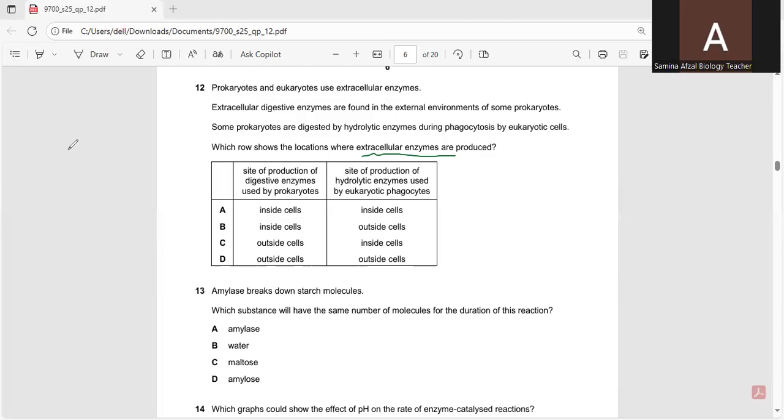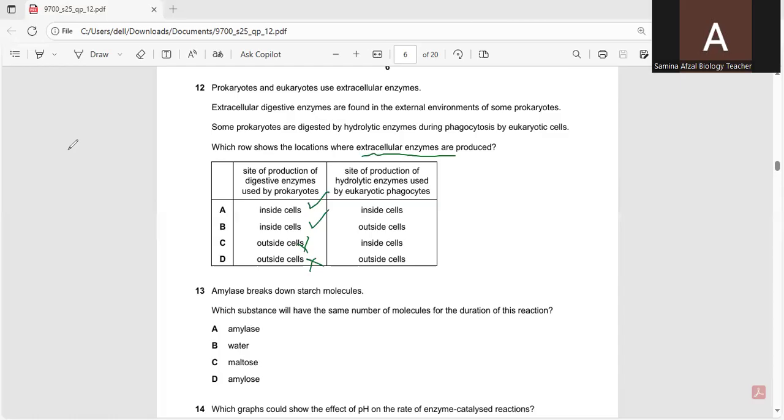First of all, what are prokaryotes? The prokaryotes are organisms which don't have a proper nucleus. So their DNA is directly embedded into the cytoplasm. These organisms produce enzymes inside their cells and then secrete them into the external environment to break down large food molecules. So this is a form of extracellular digestion. They perform extracellular digestion, but the enzymes are produced inside the cells, which are secreted out and then used for extracellular digestion. So we will go with inside cells.